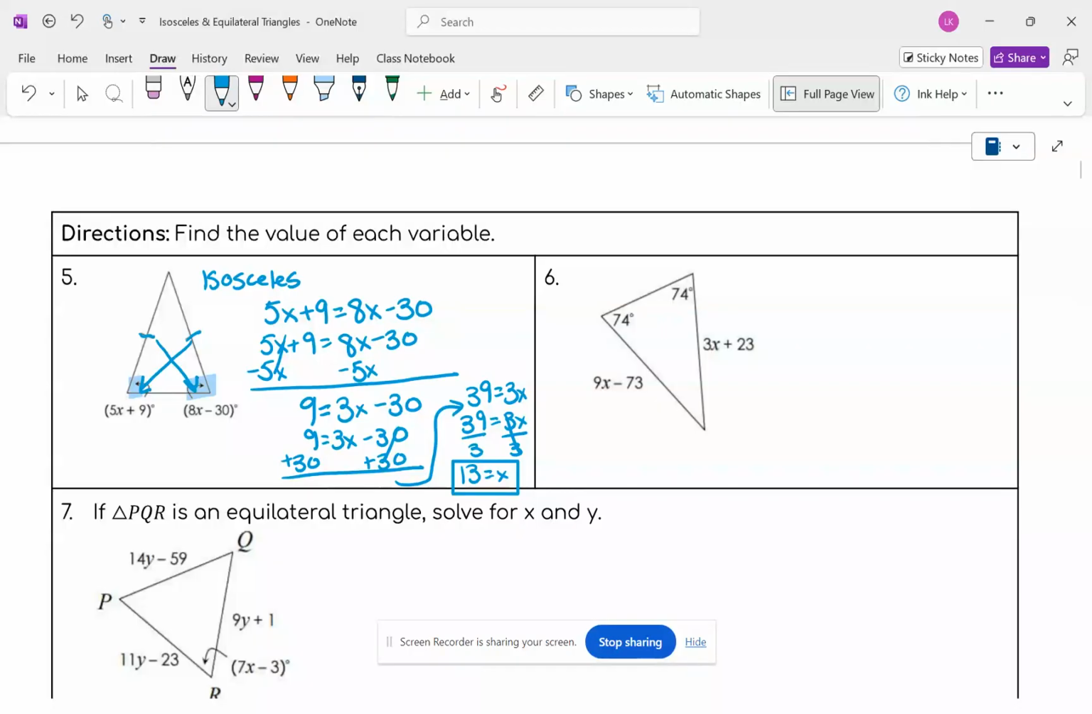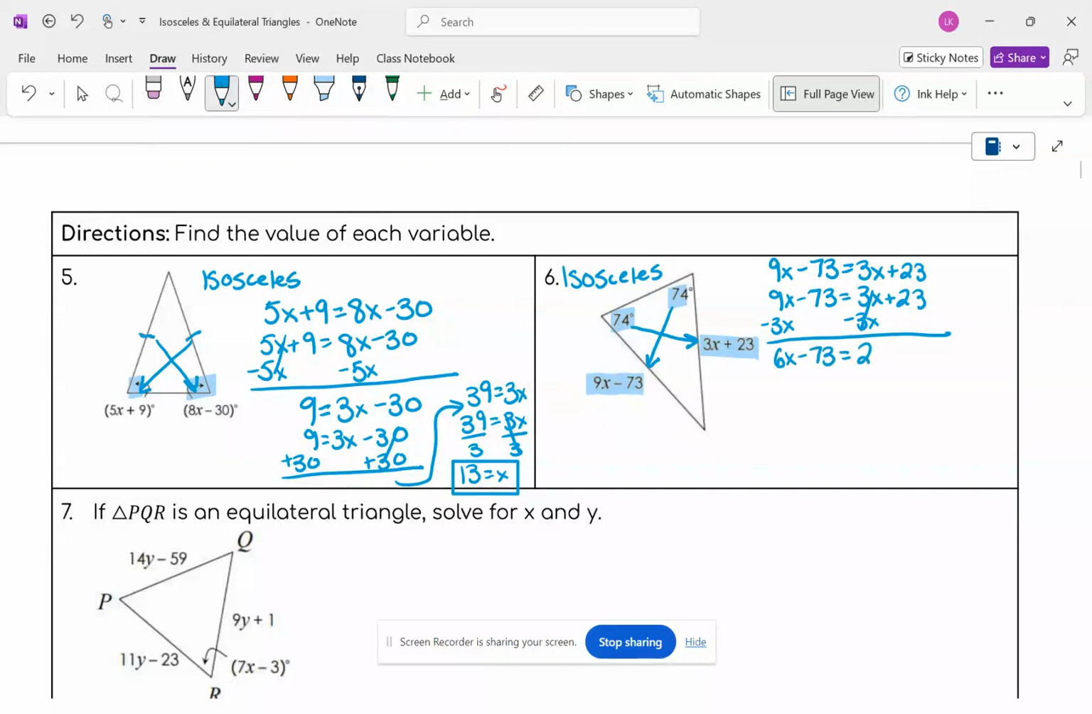Okay, in number 6, you have these two angles that are 74 degrees, which means that this is an isosceles triangle. And that tells you that these two sides that I can draw straight across from those angles are also congruent. So we can say that 9x minus 73 equals 3x plus 23. We're going to subtract 3x from both sides. 9x minus 3x is 6x minus 73 equals 23.